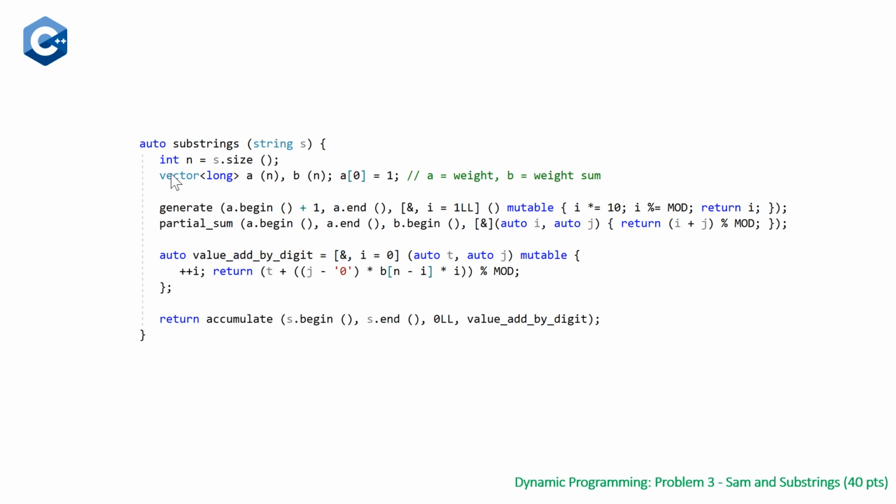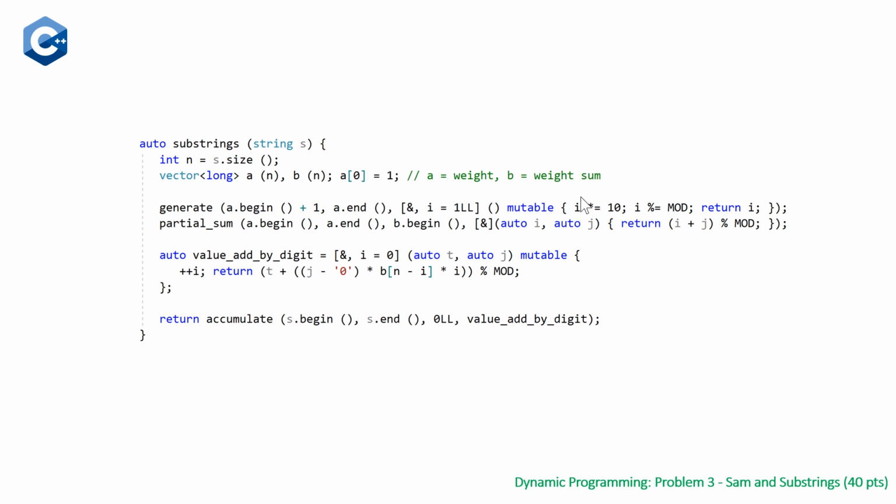So here, the first 2 lines are very similar, although we no longer have to set the 0 index of b because that'll be taken care of by our partial sum algorithm. So we're only setting the first index of a. And then we have our generate. So we're generating from the second element in A to the end of A, and we're basically just multiplying an integer I or a long I that we set to be equal to 1.